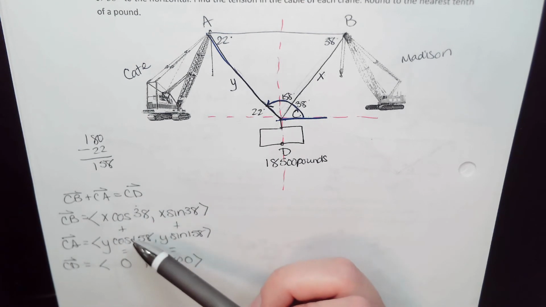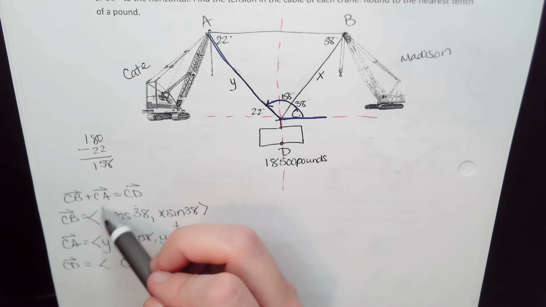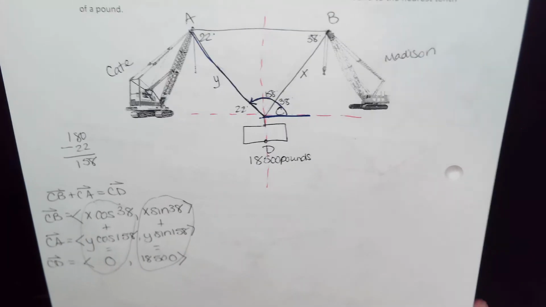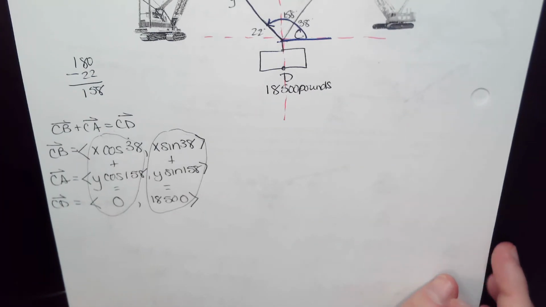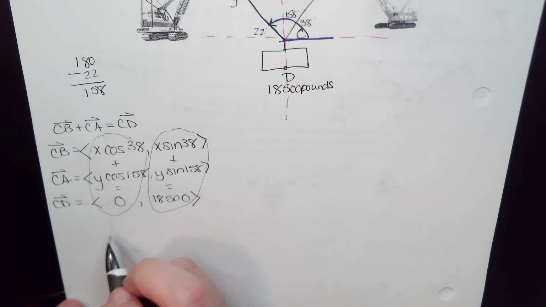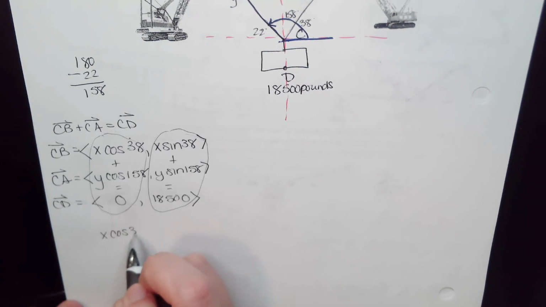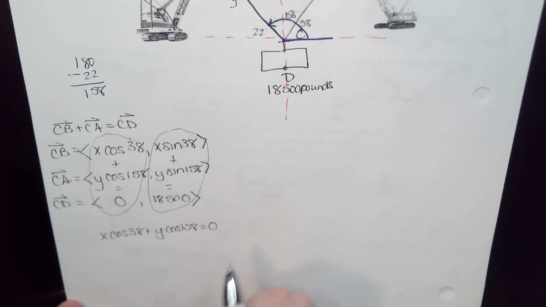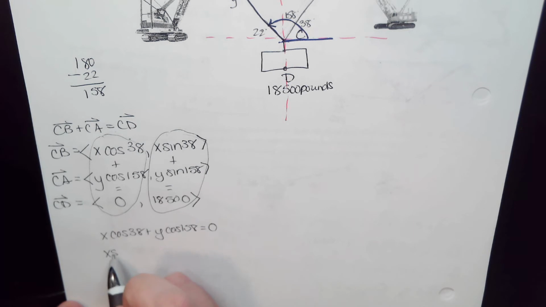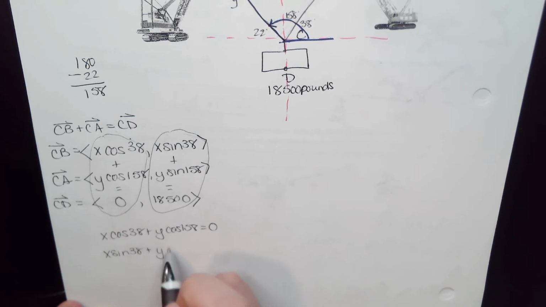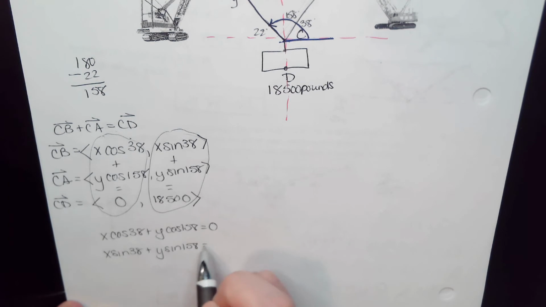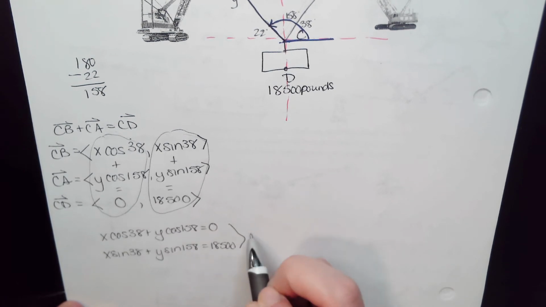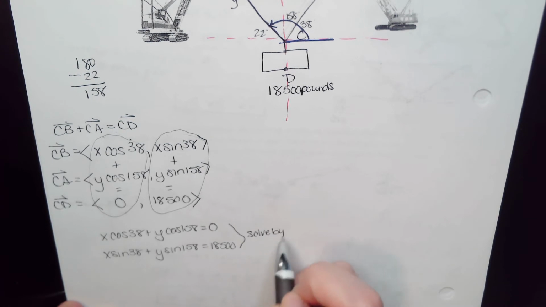So now we've really set up, we've got two different variables, x and y, and we can set up two different equations. So I have one here, and I have one here. All right, so let's start by just writing out those equations so we have them. So x cosine 38 plus y cosine 158 equals 0. And then I also have x sine 38 plus y sine 158 equals 18,500. And I would recommend, because these do get a little messy, I think the easiest way to do these is by substitution.